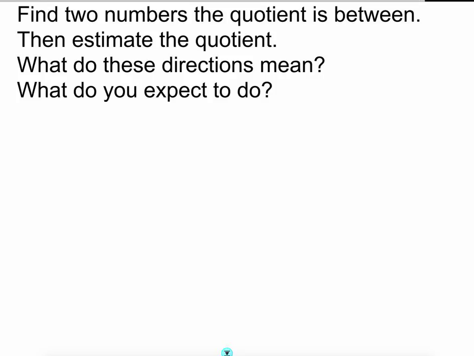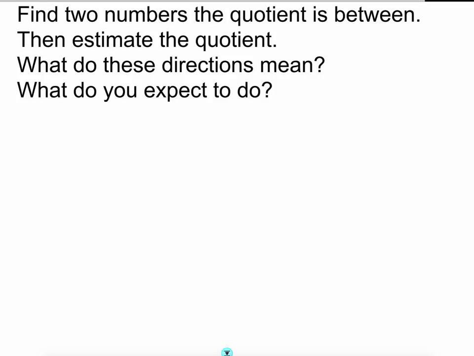Find two numbers the quotient is between, and then estimate the quotient. What do these directions mean? These are the directions you're going to see, and they are a little bit confusing. So what do you expect to do? That's what we need to know.